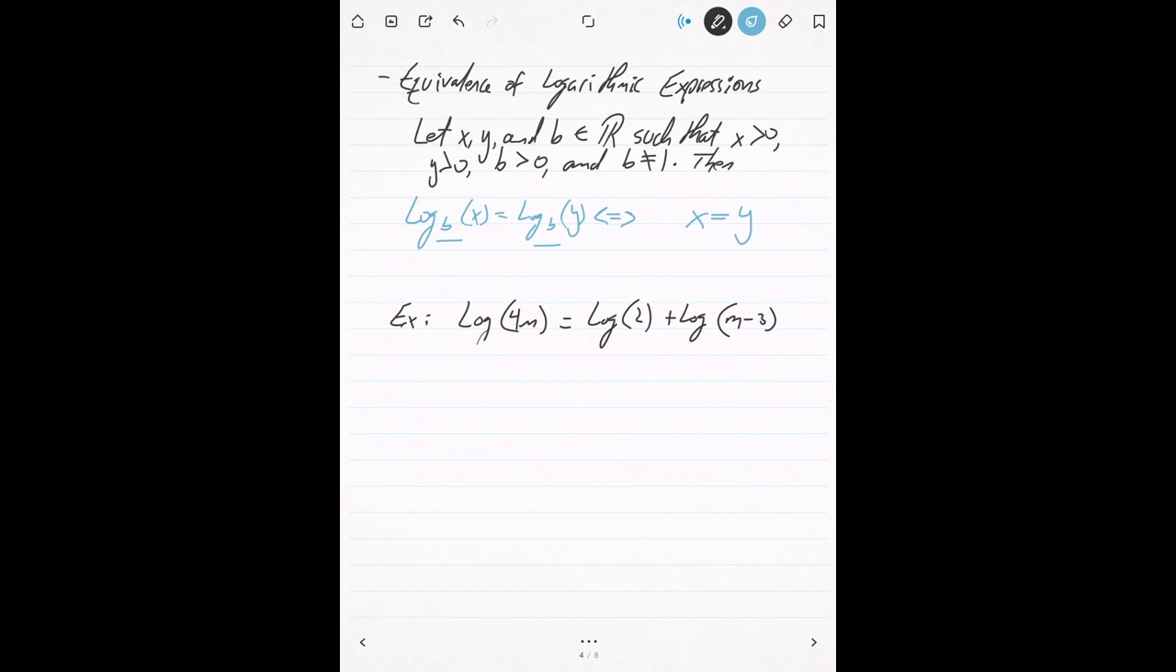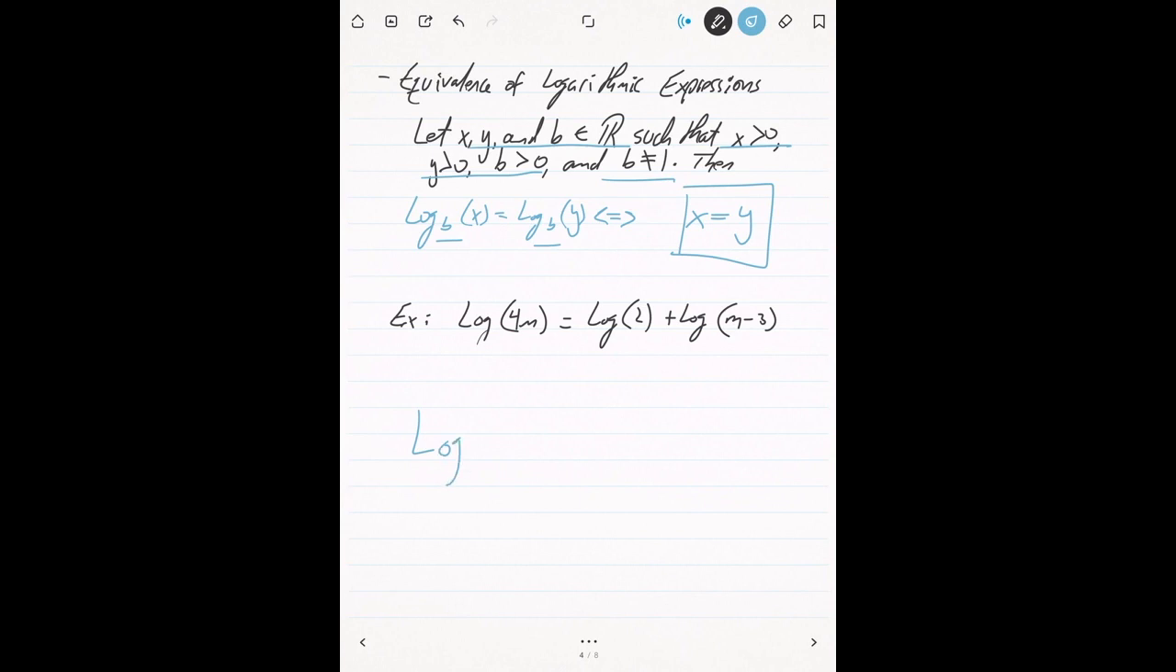Let's read the statement. If x, y, and b are real numbers, remember this symbol just means they are real numbers, so any number on the number line, and all of them are positive. Don't deal with negatives, remember. So all of them are positive, and by the way, don't have the value b be a 1. Then we can say if the logarithms are equal to each other, then their arguments should be equal to each other. And that should make sense to us, right?